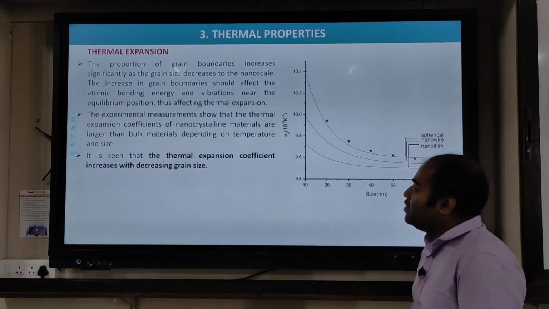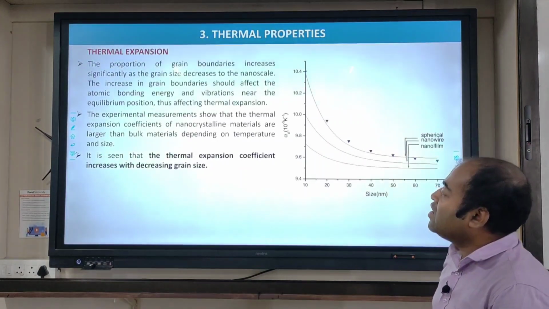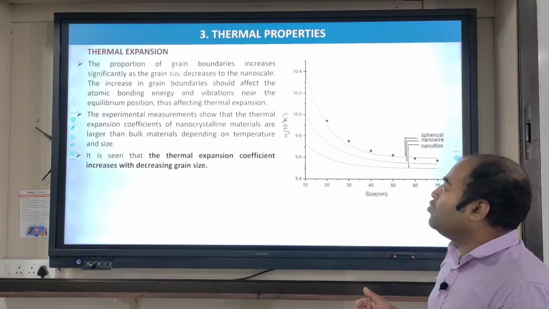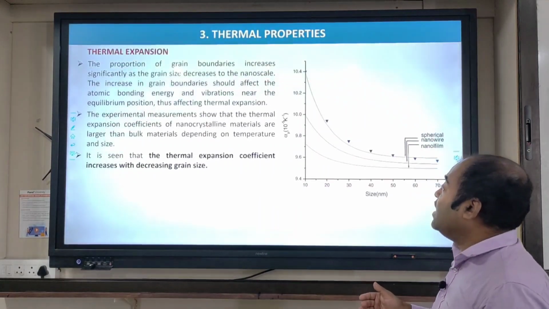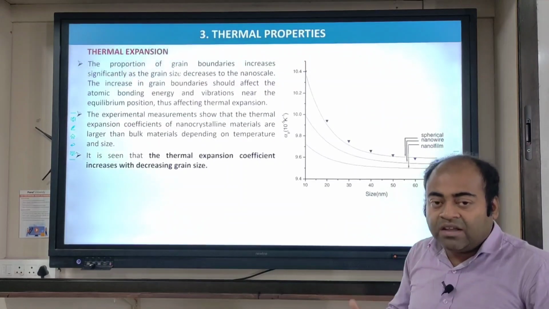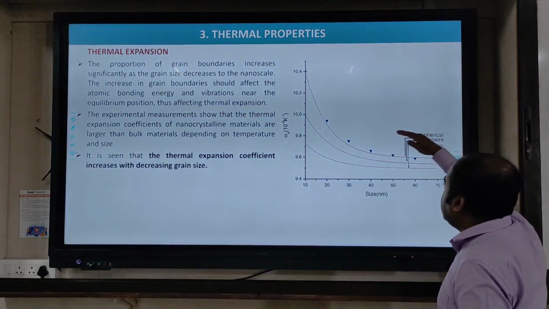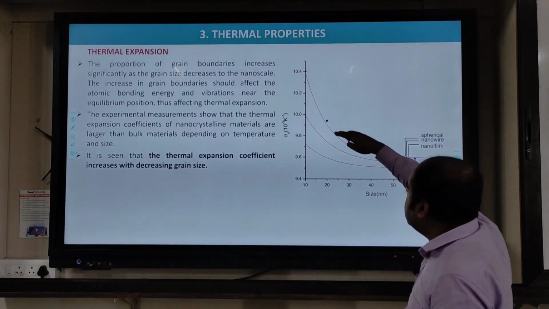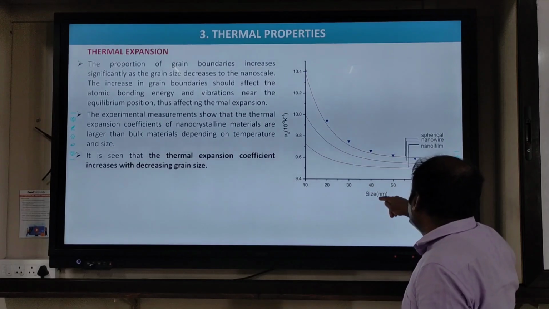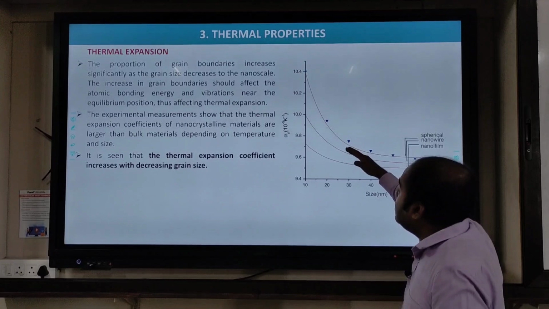Thermal expansion. Now the thermal expansion coefficient also increases with decrease in the grain size. This also can be explained due to the various bonding energies and the vibrations near the surface, because the surface atoms are much larger in number in the case of smaller nanoparticles. And here we also see the thermal expansion coefficient of some material plotted against the size, and we see when the particle size is smaller, the thermal expansion coefficient increases.